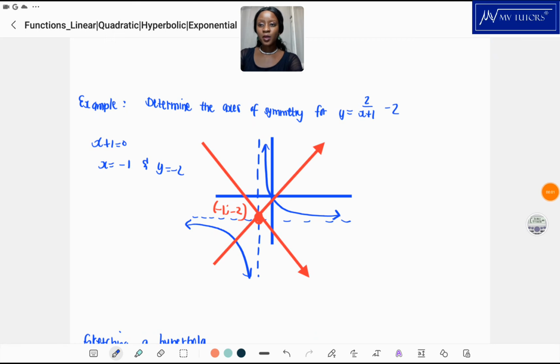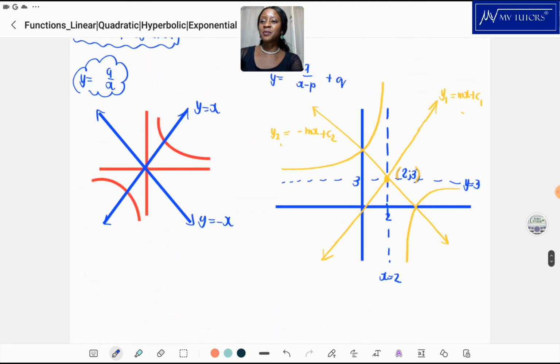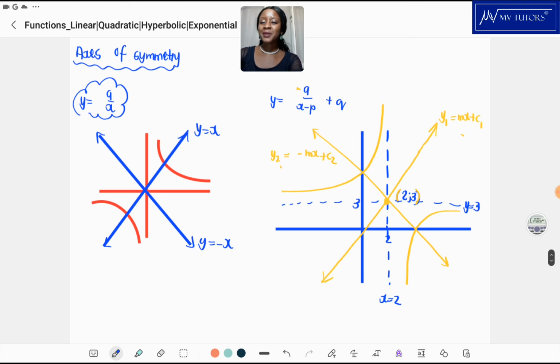There's one thing that I also wanted to mention with hyperbolic functions. With the axis of symmetry, like I had illustrated before, this would be y is equal to x and that would be y is equal to negative x. I didn't say it before, but you know that the equation of a straight line is y is equal to mx plus c. So for your positive axis of symmetry, your gradient is actually equal to 1.